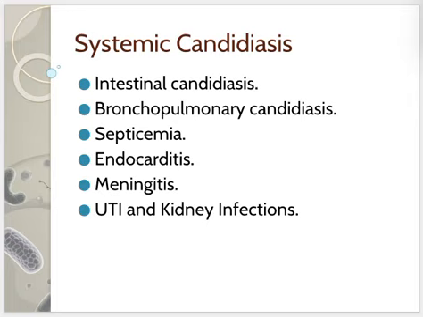Systemic candidiasis involves more serious infections beyond the skin and mucosal membranes. It can affect the intestines, lungs, bloodstream, heart, brain, urinary tract, and kidneys. This wide range shows how Candida can invade multiple organs, especially in immunocompromised patients. Recognizing these systemic forms is critical because they often require aggressive treatment and can be life-threatening.